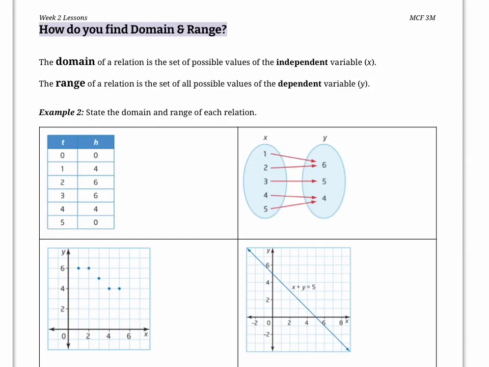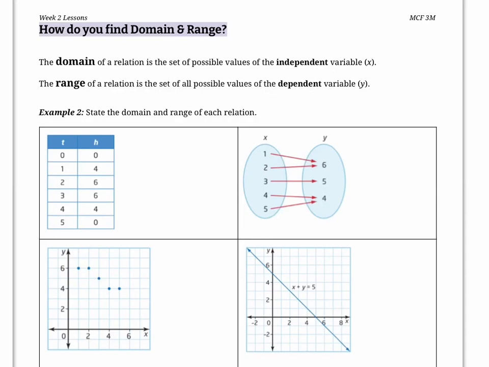Now that we know what a function is, we can start talking about what domain and range is and how to find it. Domain and range are very fancy names for a simple idea. So the definition of a domain is the set of all possible values of the independent variable, which is typically x. And the range is all the possible values of the dependent variable, which is typically y.